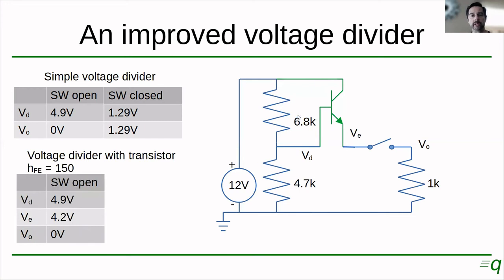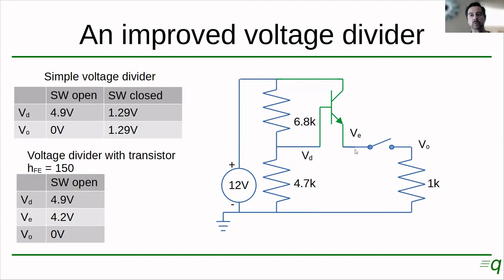With the switch open over here, there's not going to be any current flowing, right? So the voltage here is the same as in the previous case, the 4.9 volts. That's what we have here. Now at the emitter, because this acts like a diode, we said that the voltage at the emitter is going to be about 0.7 volts below the voltage at the base. So if we have at the base 4.9, at the emitter, we're going to have around 4.2, okay?